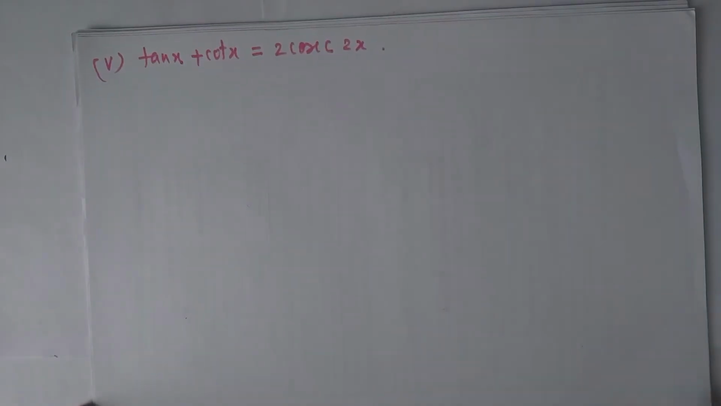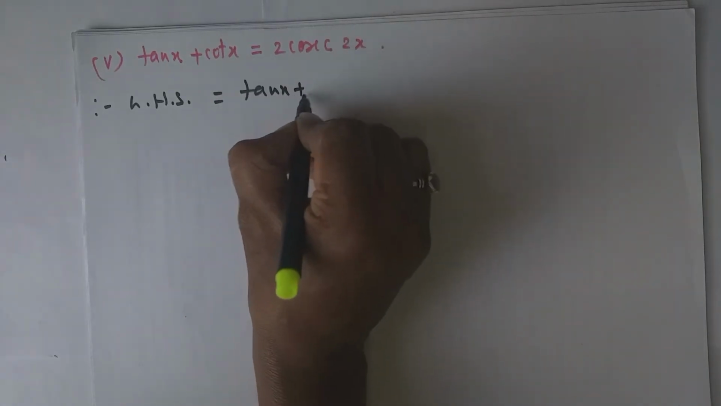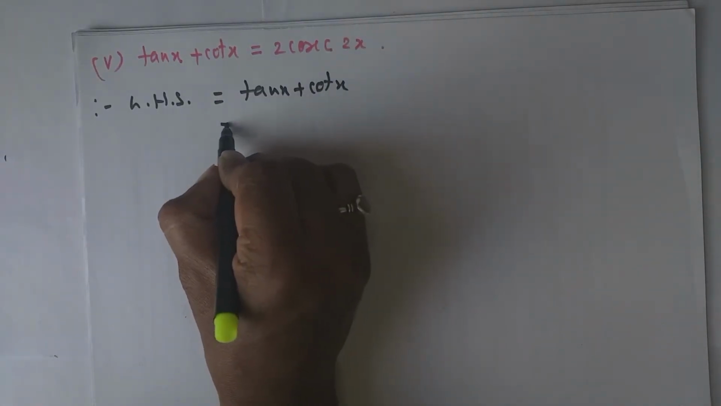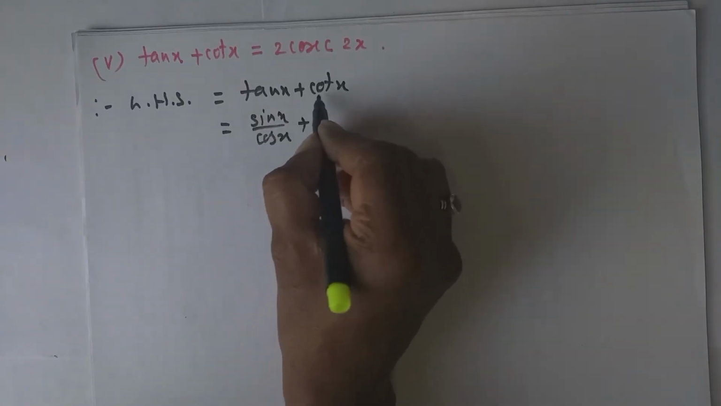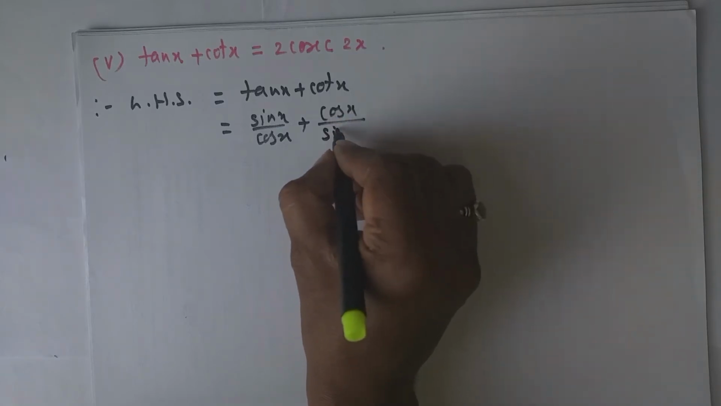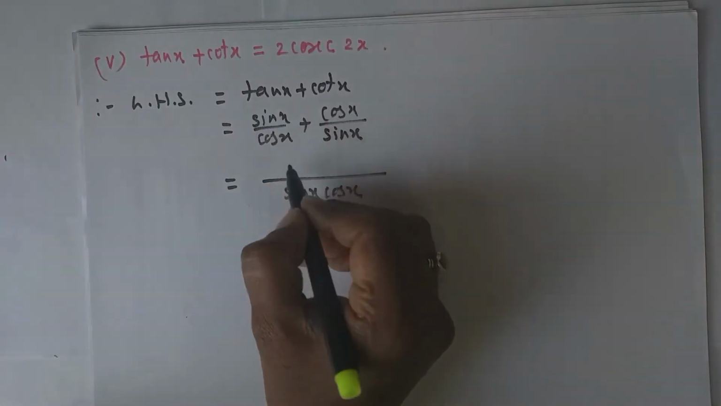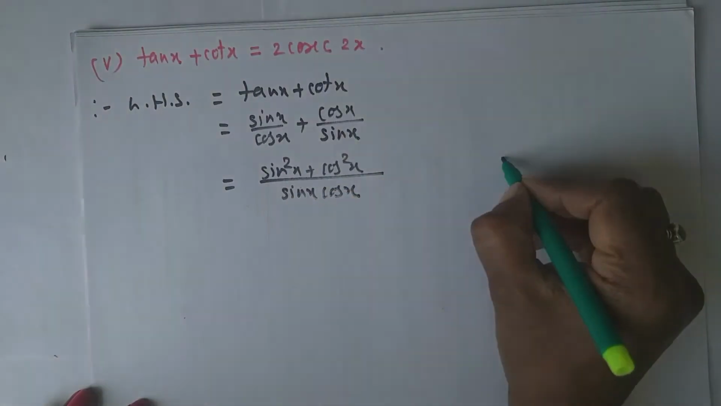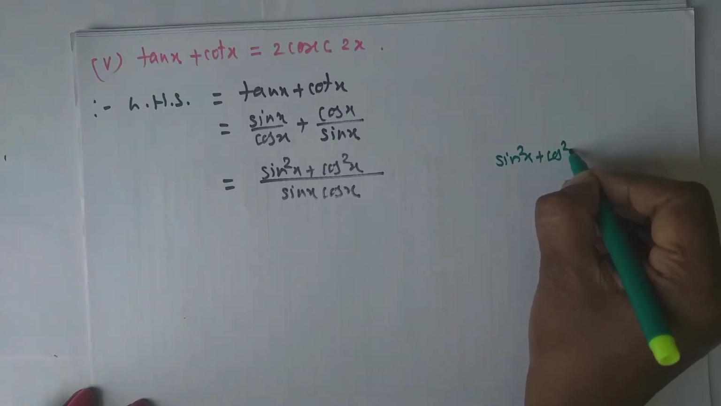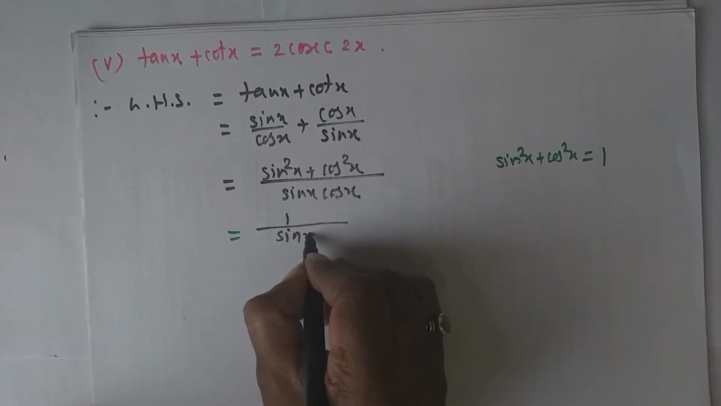The fifth problem is tan x plus cot x is equal to 2 cosec 2x. This is one of the simplest problems. Write down the left hand side as it is, tan x plus cot x. In the right hand side there is cosec 2x. Therefore convert tan x as sin x divided by cos x, and cot x means cos x divided by sin x. Take the LCM. Then the denominator will be sin x cos x, and in the numerator sin square x plus cos square x. We know our first identity that sin square x plus cos square x is 1. Therefore keep the value 1 divided by sin x cos x.